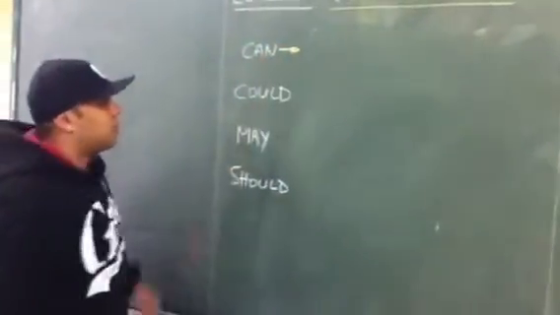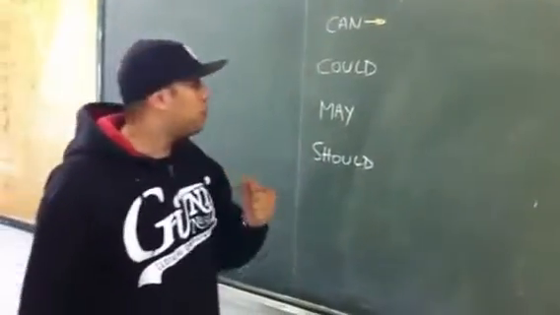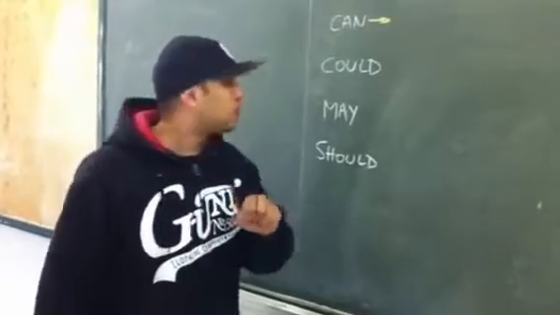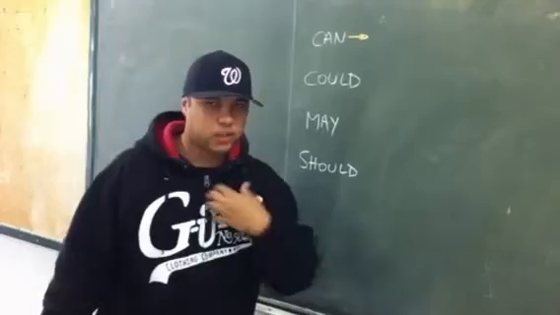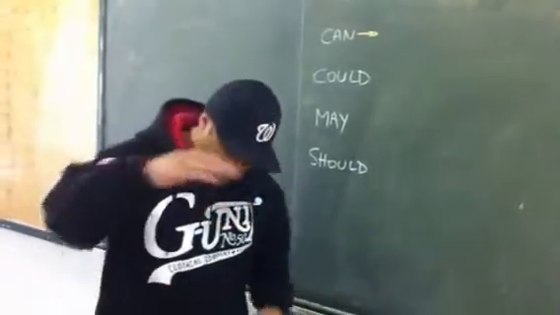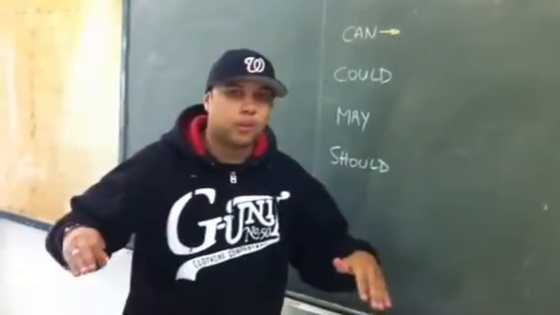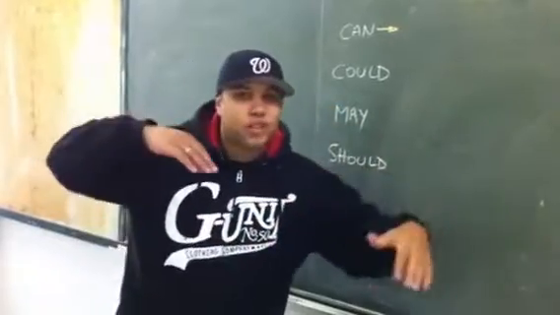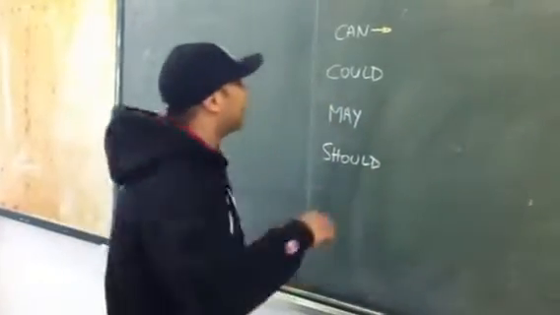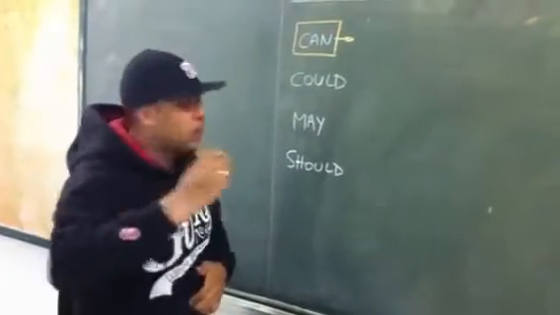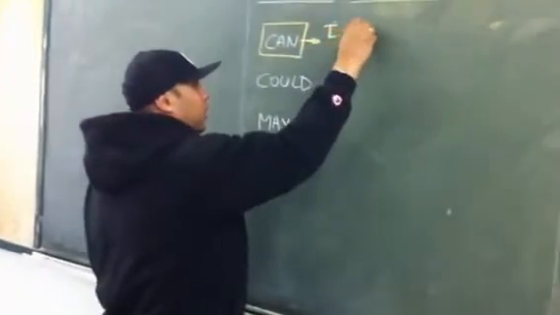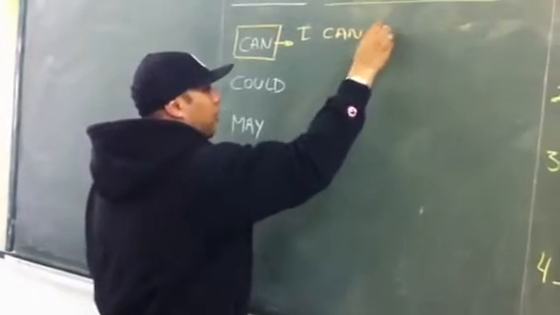So can. This verb can here is used in 2 situations. When you're talking about ability, a thing that you know how to do. For example, I know how to swim. I swim all styles you want, man. Front stroke, back stroke, side stroke, all the strokes you want, man. Well, if you use the word can for ability, you say, for example, I can swim.